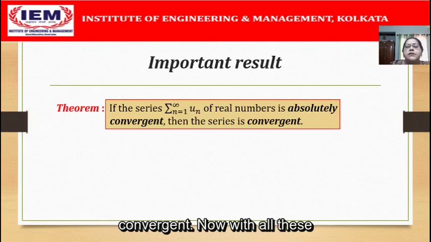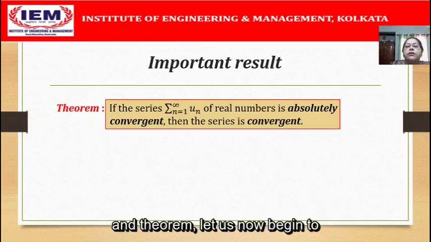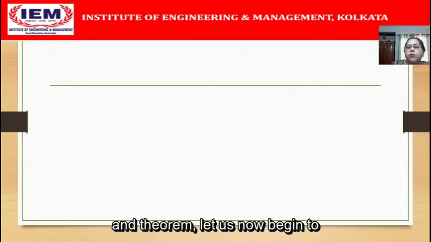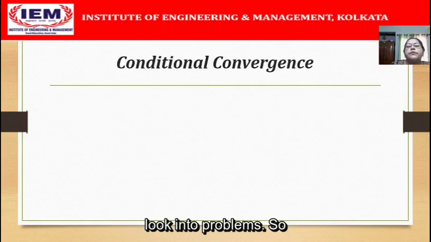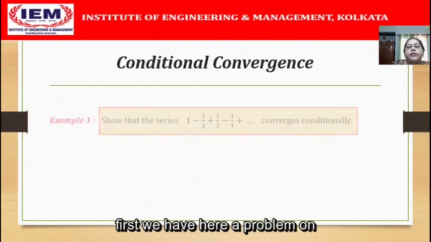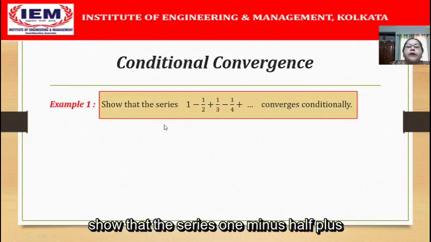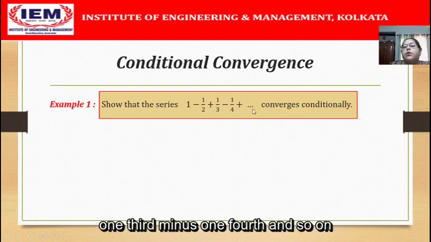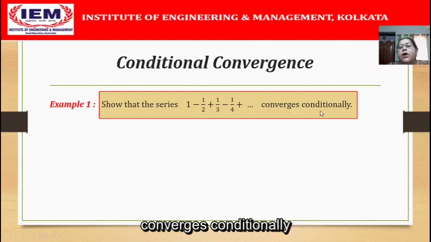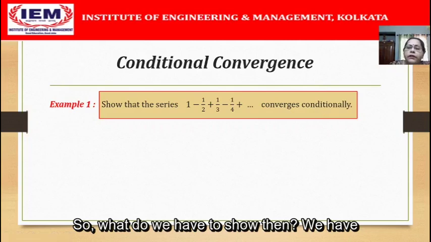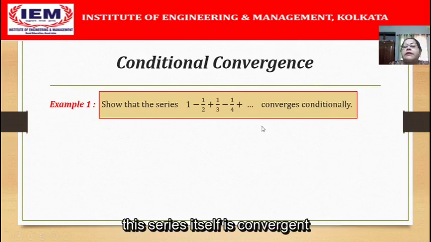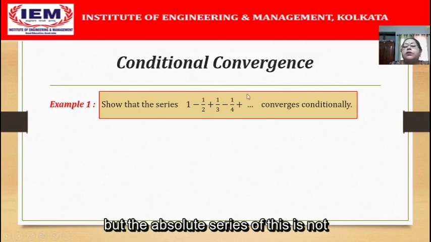Now, with all these definitions and theorem, let us begin to look into problems. So first we have here a problem on conditional convergence. Show that the series 1 minus 1/2 plus 1/3 minus 1/4 and so on converges conditionally. So what do we have to show then? We have to show that this series itself is convergent, but the absolute series of this is not going to be convergent.